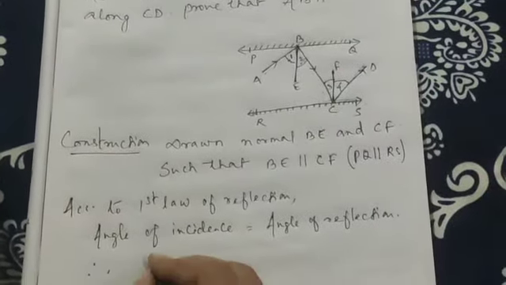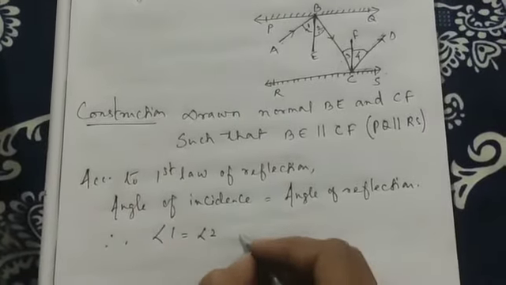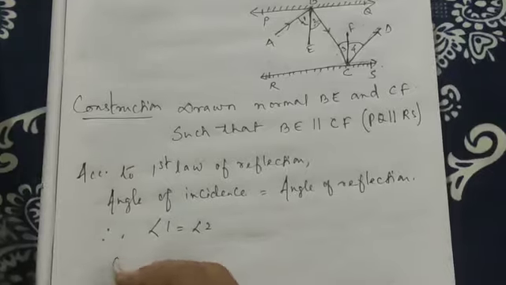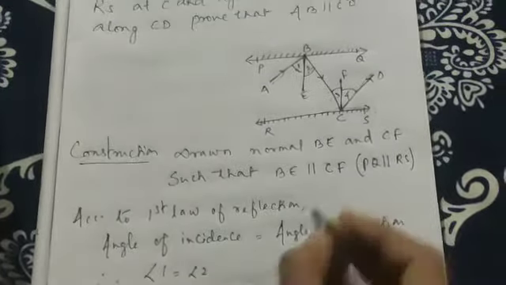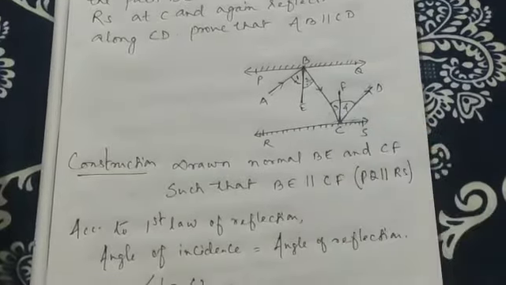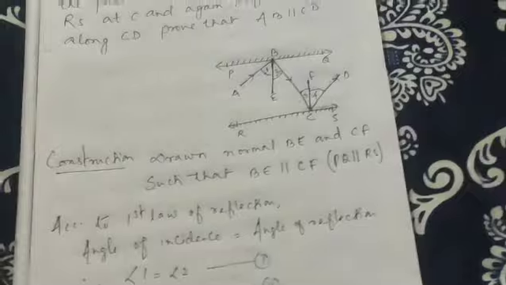Therefore, angle 1 is equal to angle 2 and angle 3 is equal to angle 4. Let us give this one as equation 1, and this one as equation 2.